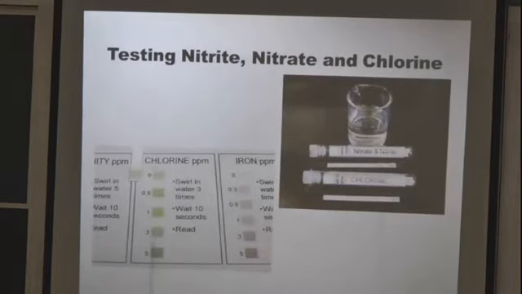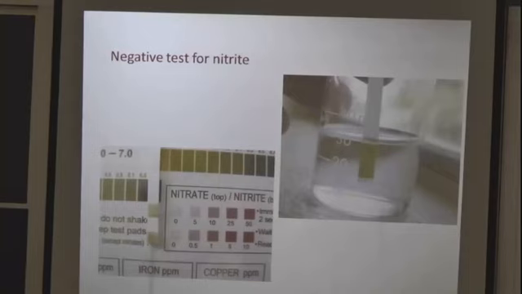Again, we have sensor strips which can be used for nitrate, nitrite, and chlorine. And the color is compared later on so that we can see. Otherwise, we need proper equipment from Hach and other companies. We have equipment to test different ions, cations and anions. But these strips are available if you don't have it.